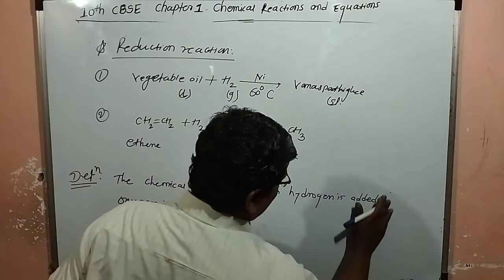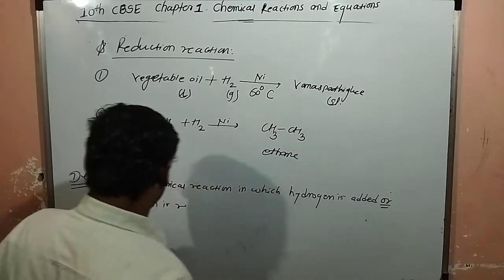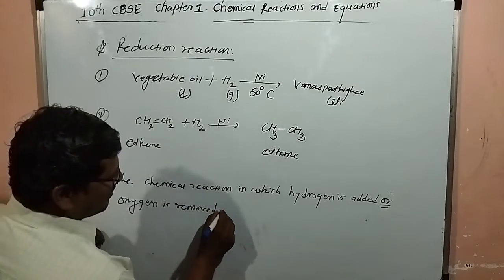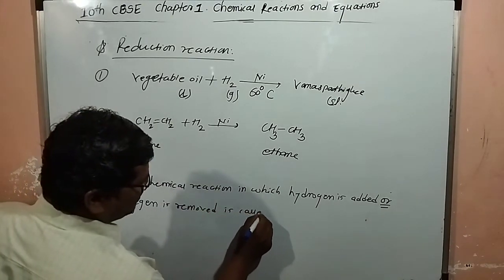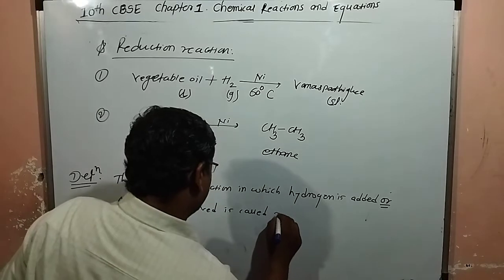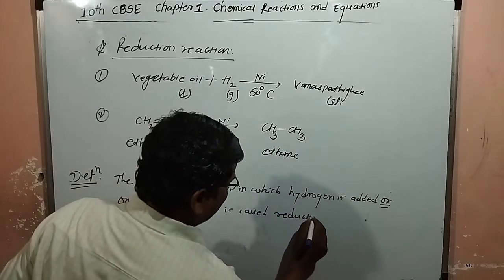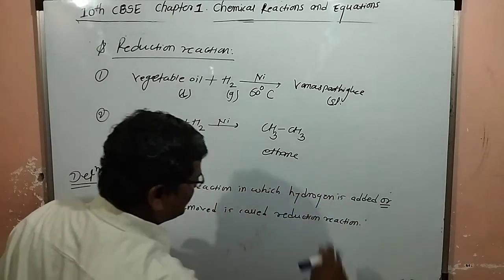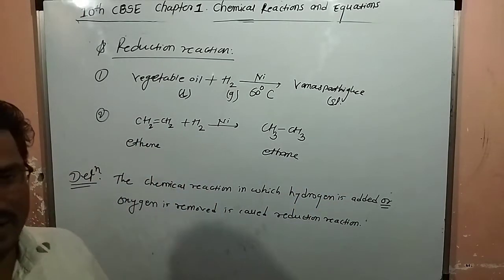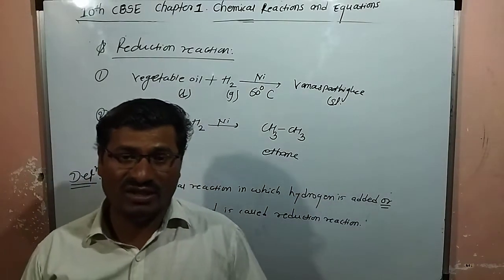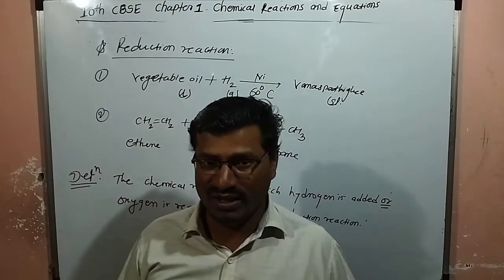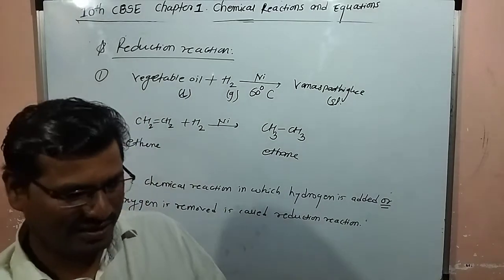Hydrogen added or oxygen removed is called a reduction reaction. So this is the definition for reduction reaction: the chemical reaction in which hydrogen is added or oxygen is removed, then it is called a reduction reaction.